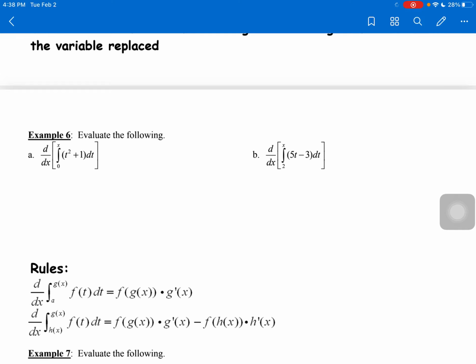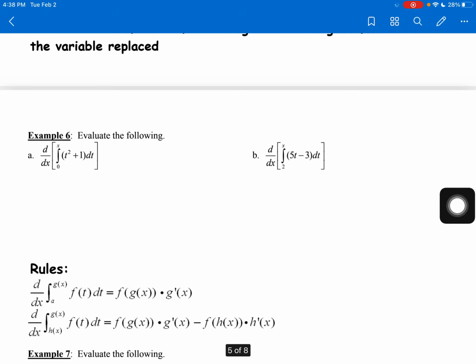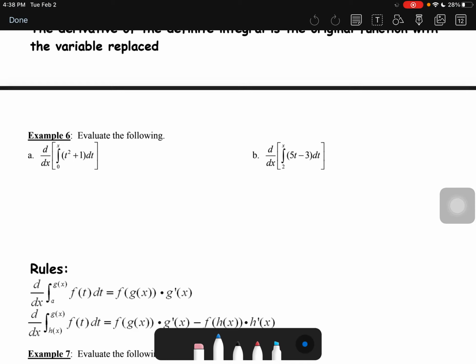calculus. On the first one, we've got the derivative of the integral from 0 to x of t squared plus 1. And again, all you're doing, and we could actually work this one out just to show why it works the way that it does. So if I was doing the derivative of this integral, let's do the integral, because this isn't that hard to do.